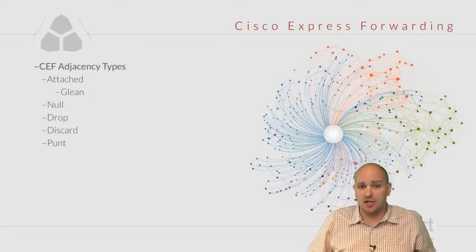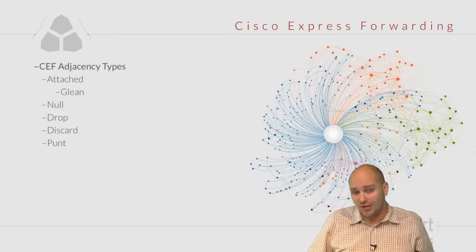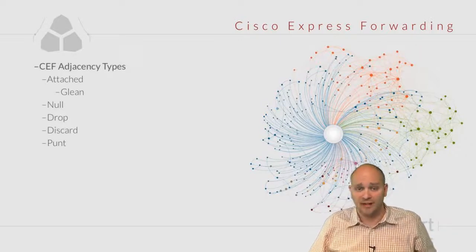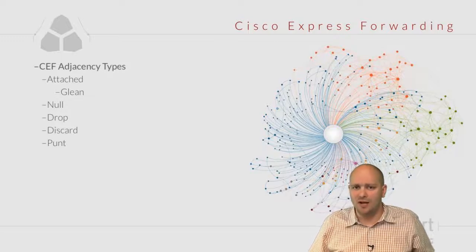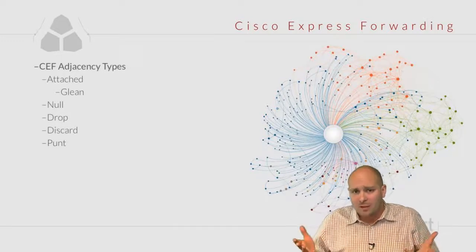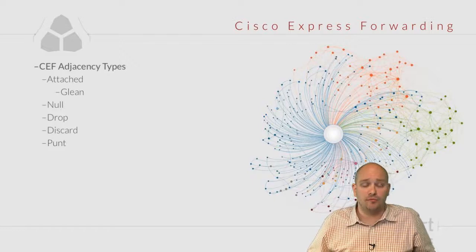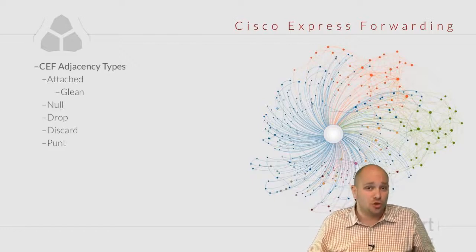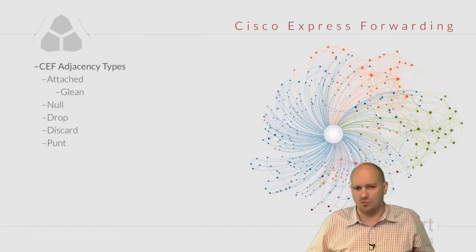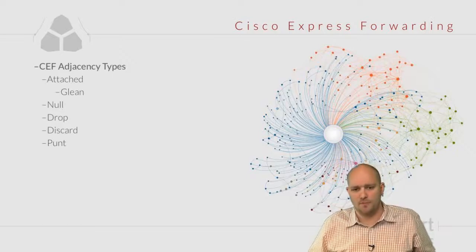When a certain destination is in a glean adjacency, we unfortunately have to drop the traffic until that glean adjacency has been resolved. This happens relatively quickly, but this is the reason why we are from time to time going to see a drop in our traffic. It's usually just one packet that gets dropped.